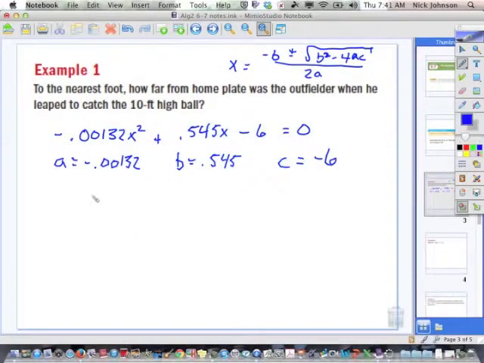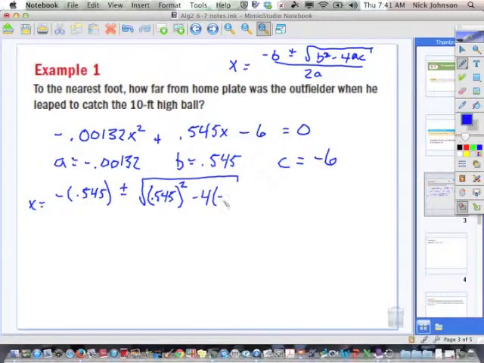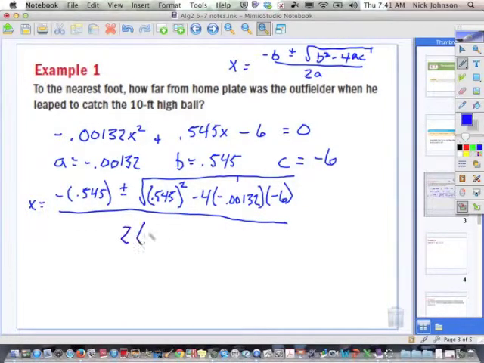So we're going to plug these in. x equals negative b, which is negative 0.545, plus or minus the square root of b squared, which is 0.545 squared, minus 4 times a, which is negative 0.00132, times c, which is negative 6, all over 2 times a, which is negative 0.00132.